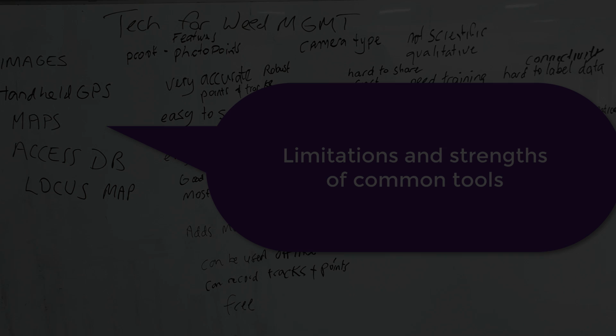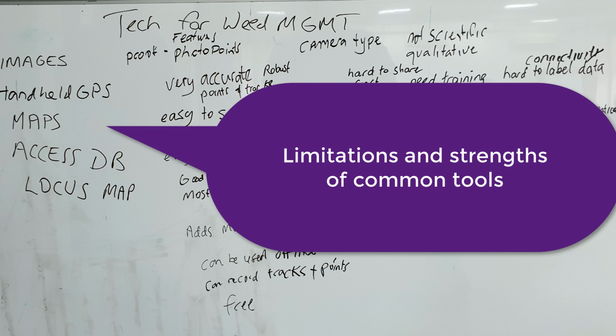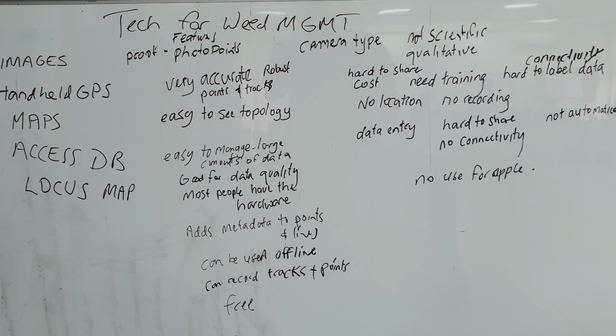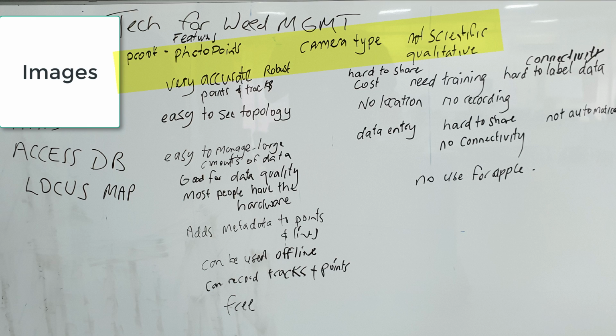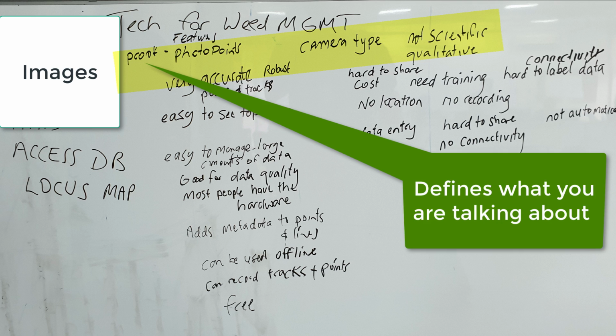Images have qualities which are really useful for us to help manage weeds, but they also have limitations. So what's good about using images for recording your work? What are the advantages of doing it? Why would you do that? Specifying what exactly you're talking about. Yep, you're identifying.